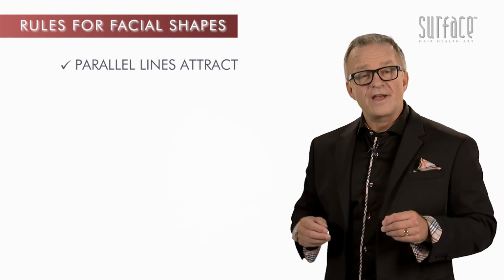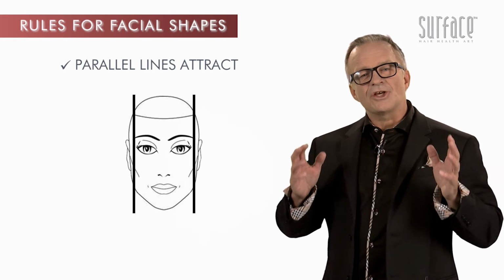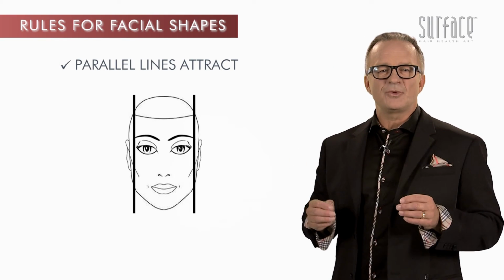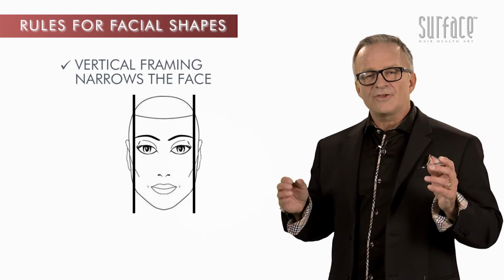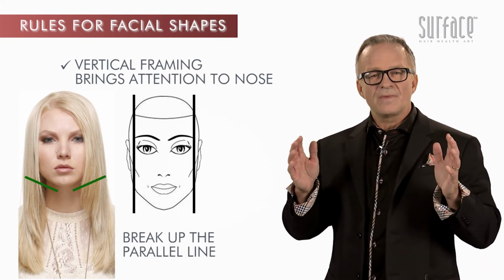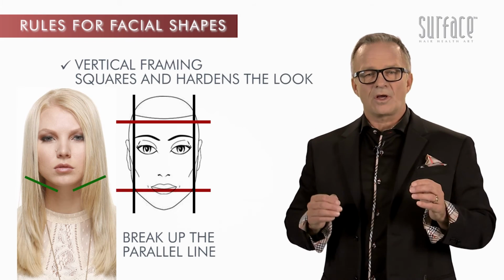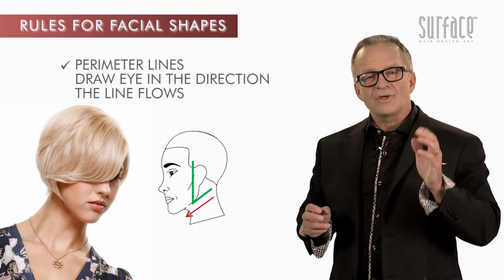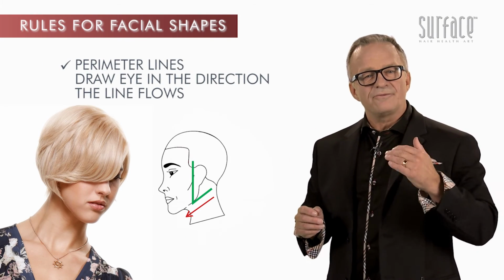3 rules for facial shape. Parallel lines attract, closing in the space between them. Hair all one length on each side of the face narrows the face and brings the attention to the nose. It also squares and hardens the look. Perimeter lines draw the eye in the direction that the line flows.